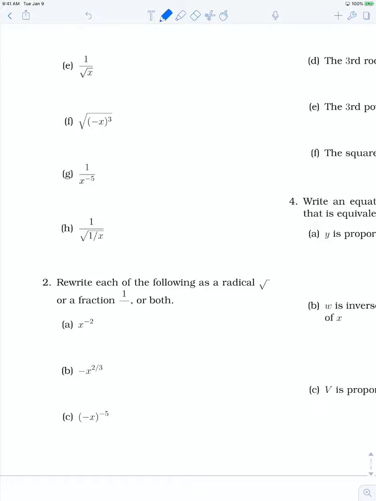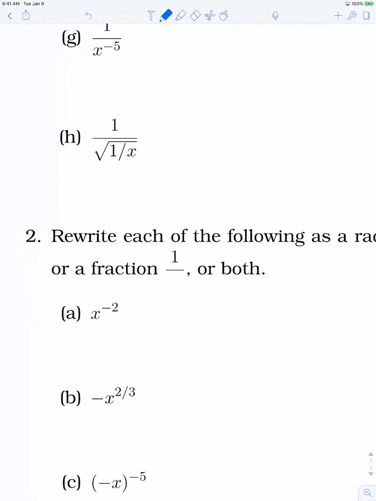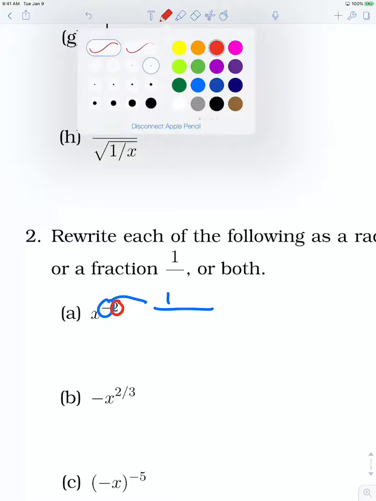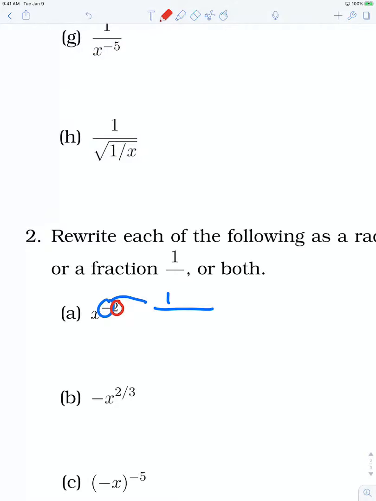Okay, so part A, this is a negative power. Let me zoom in a little bit. That negative means that it's going to be 1 over something. And then the question is, what is the something? It's the 2 that's left behind. So maybe I'll put the 2 in there, and then I'll put the x underneath. So 1 over x squared.